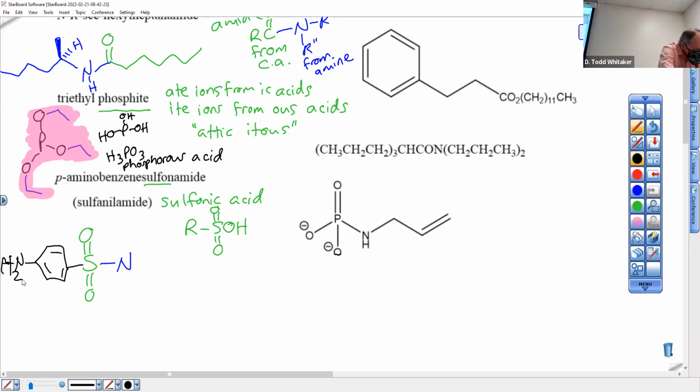And is there anything else in the name? There's nothing attached to nitrogen in the name. So if you want to lose a quarter point, leave it like this. Otherwise, remember, nitrogen has to have 3 bonds. 2 H's missing.